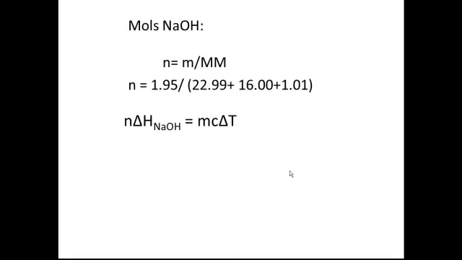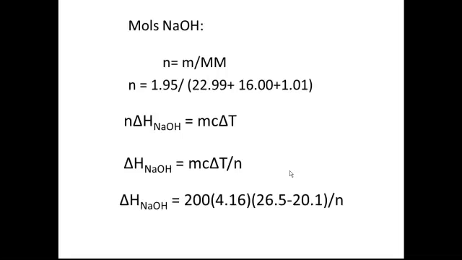Okay, again, we use the formula n times delta H of sodium hydroxide equals MC delta T, dividing both sides by n. That'll give us the heat of reaction for sodium hydroxide. Now the mass is the mass of the solution in the calorimeter, which was 200 grams. Specific heat capacity is that of water, 4.16. Change in temperature, well, that's our final minus our initial, so 26.5 minus 20.1. And then we divide it by the number of moles of sodium hydroxide that we just discovered at the top. Okay, now that'll give you your heat of reaction for part B.